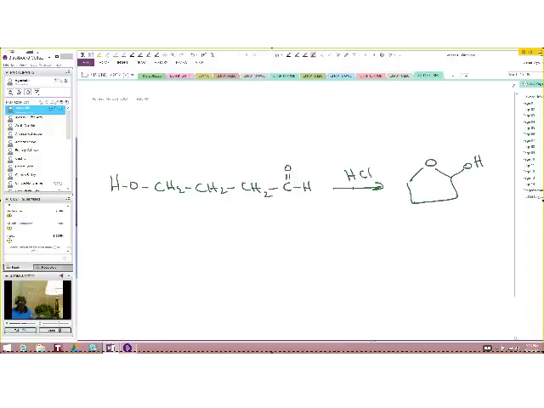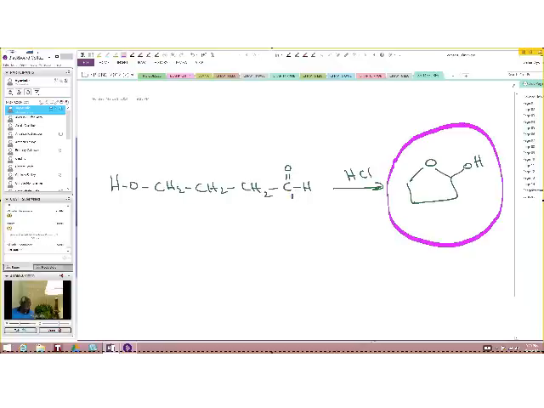And I say, give me the mechanism for that reaction. Oh, by the way, what class of compound will you call this product here? What class of compound will you call that? Okay, keep in mind, this is coming from an aldehyde.